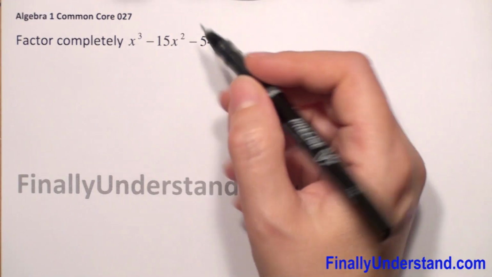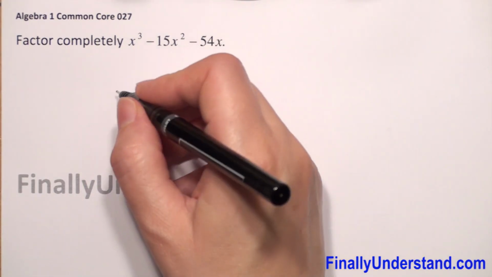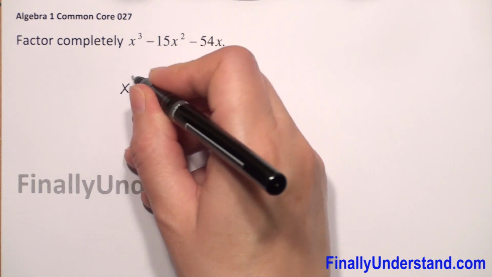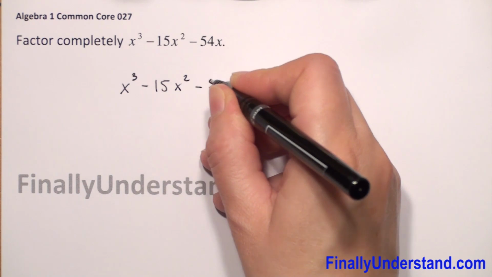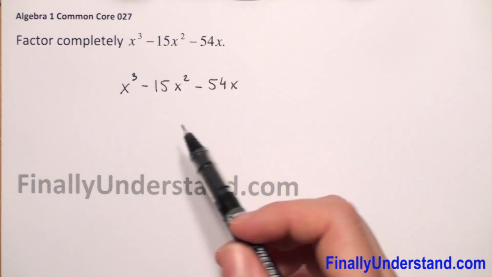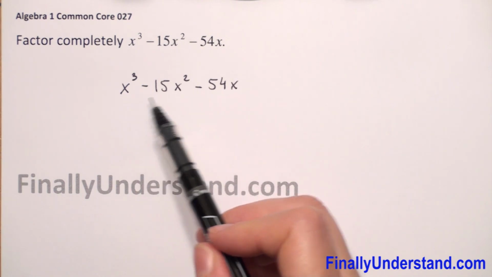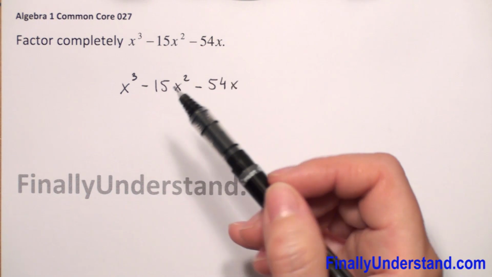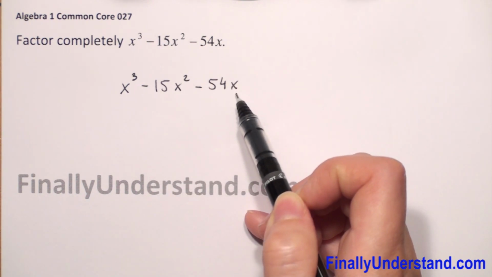Factor completely, and we have expression x cubed minus 15x squared minus 54x. So let me copy our expression x cubed minus 15x squared minus 54x. When we have to factor, first we have to check if we have something common in these three expressions. We have x cubed, 15x squared, 54x.